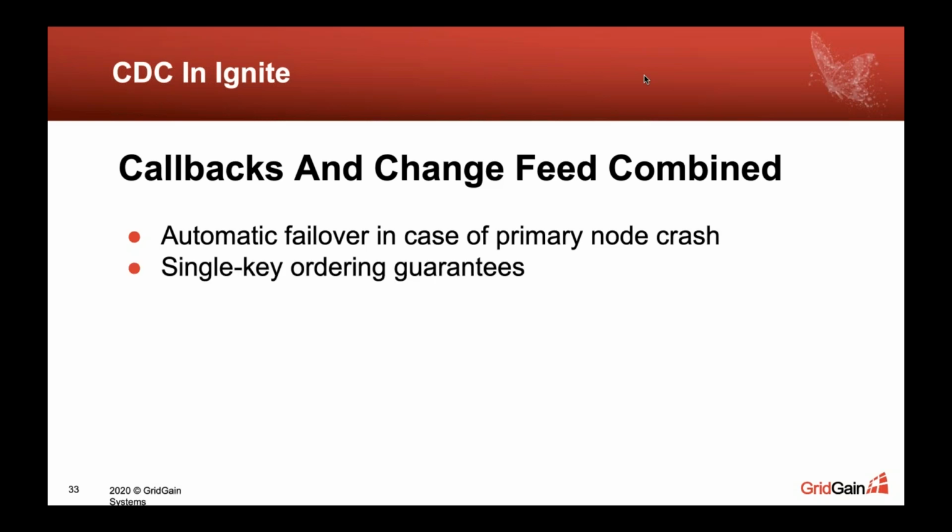As far as the ordering guarantees go, the updates are ordered by single key, but for now, even if you use transactional caches, the updates are not batched into transactions. Perhaps at some point in the future we will make this improvement, but for now it's not clear for us if it's a change that it would benefit a lot of users.